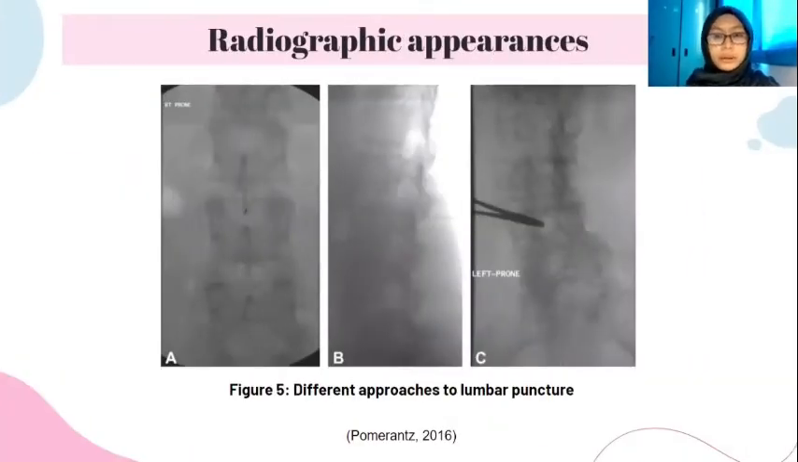Figure 5 here shows the different approaches to lumbar punctures. Figure A shows an outline of the spinous process centrally on the fluoroscopic view. Meanwhile, figure B shows the course of the needle that can be followed into the spinal canal on lateral view. Meanwhile, figure C shows the oblique interlaminar approach.